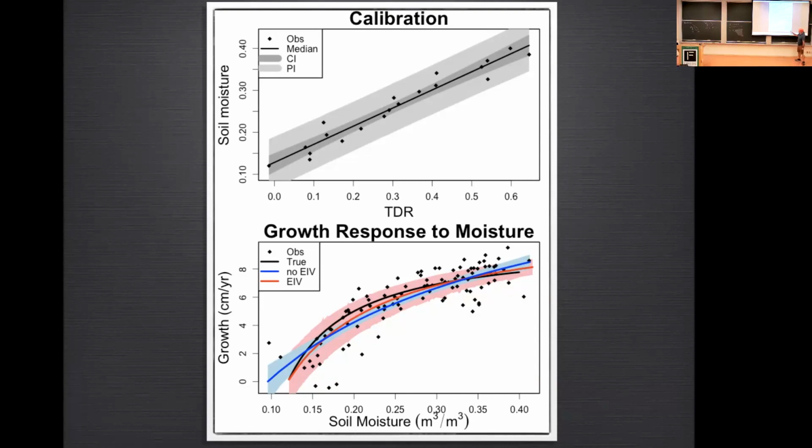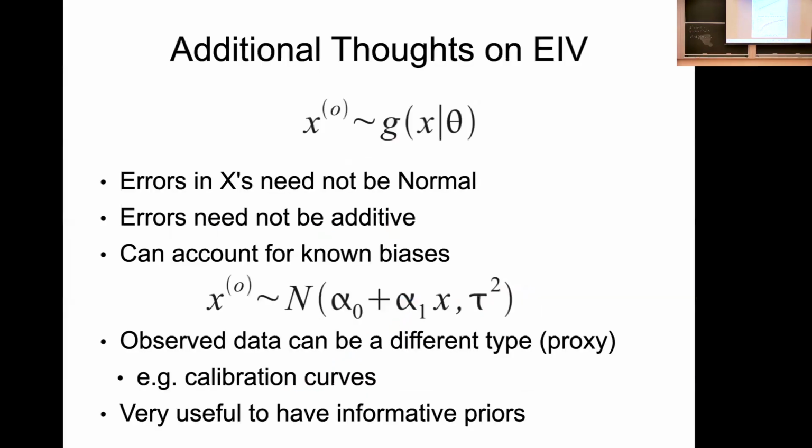So to me, that's a great example as to why you should be willing to pay the penalty of accounting for the uncertainties when they're present. And I'll say this lots this week: it's better to be uncertain, honestly uncertain, than falsely overconfident. A few other notes about errors in variables.